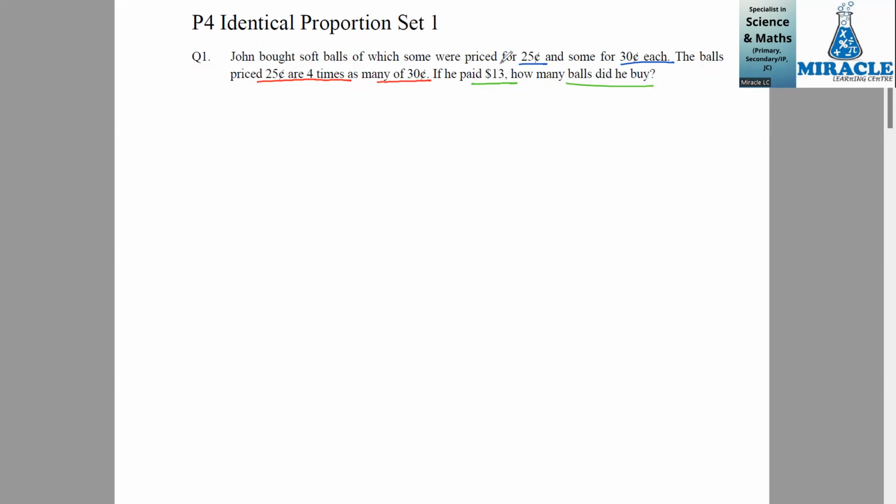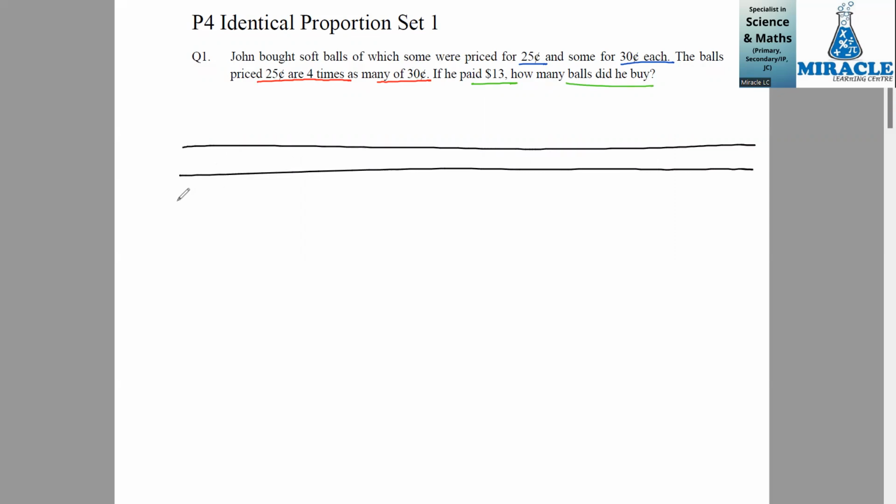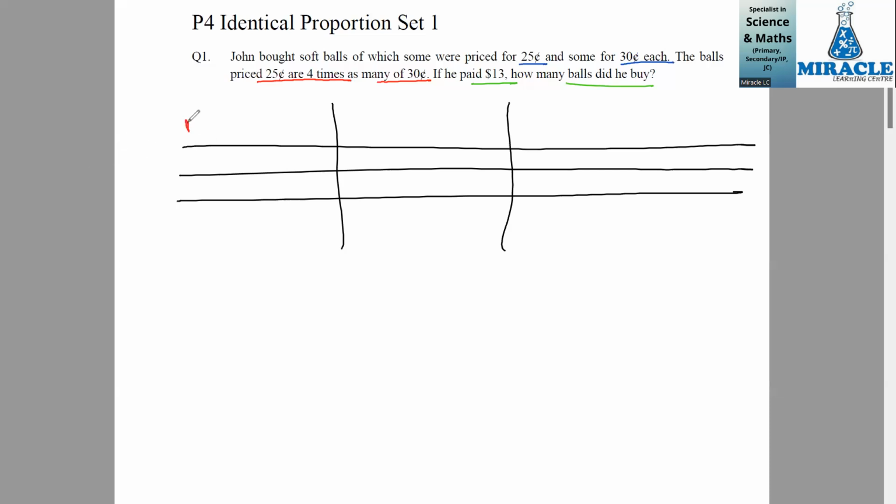Okay, so the first thing we want to do is plot our table. For our columns, we will first have the number of units. For our second column, we will have the value of the ball. And for our last column, it would be the total amount, which is calculated by taking units times the value.